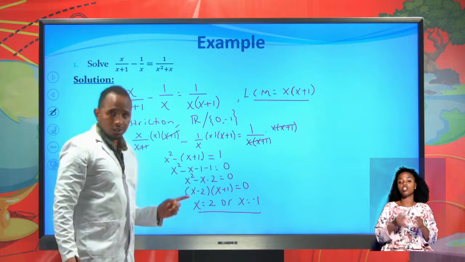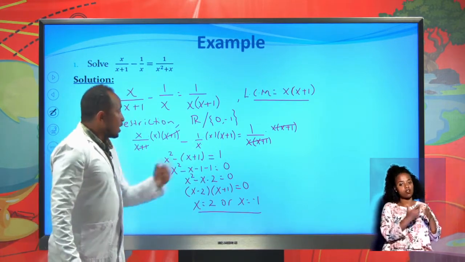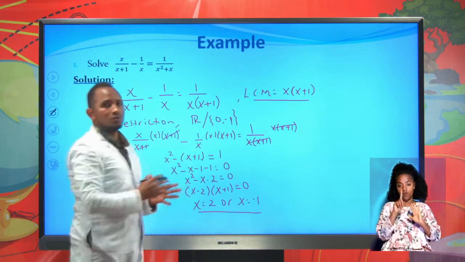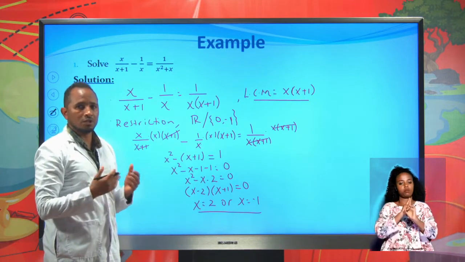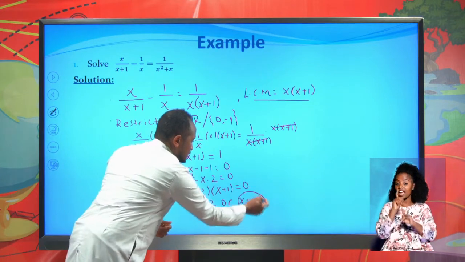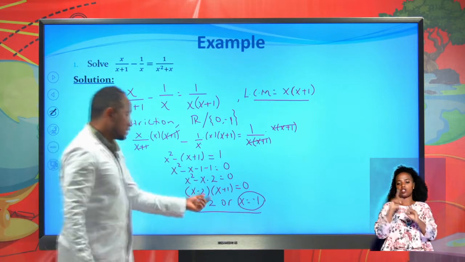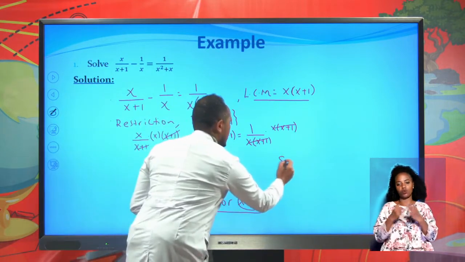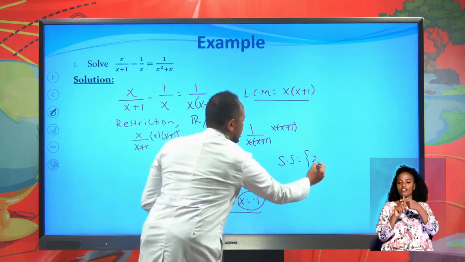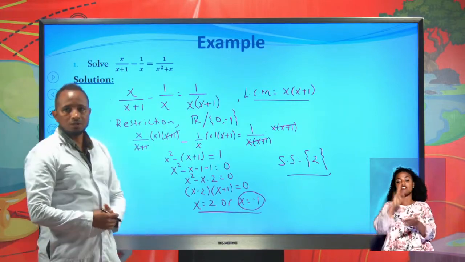To put the solution, you have to check your restriction. From the restriction, you can see that negative 1 and 0 cannot be the solution of this equation. It is restricted. It is excluded from the solution. Since minus 1 is excluded from the solution, we cannot take minus 1. The solution set for this rational equation is simply positive 2.